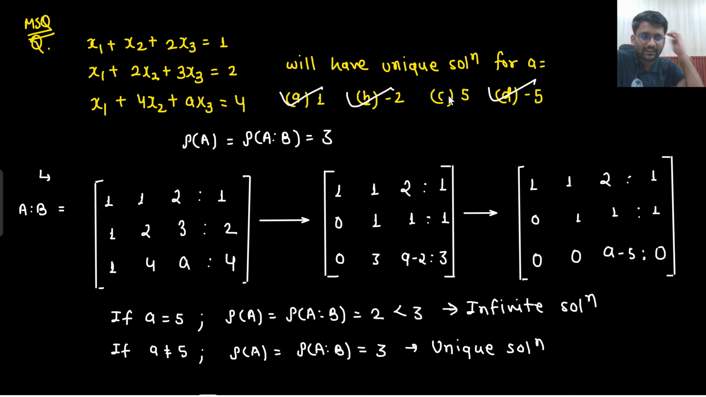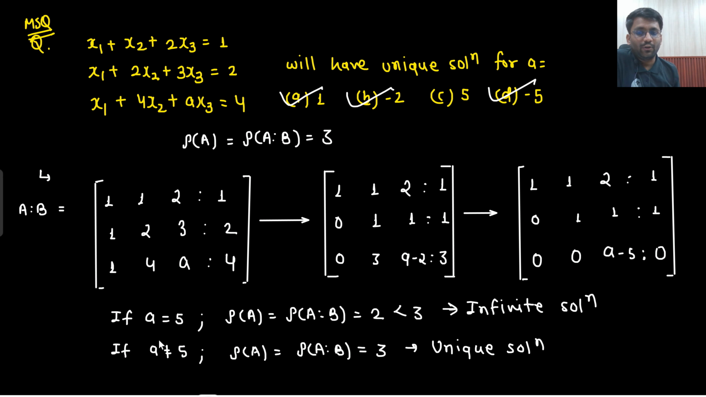In this particular question, what will I see? I want a unique solution. That means the ranks should be equal, and they should be equal to the number of variables. What does that mean? I don't want to put A equals 5 here. Because if I put A equals 5 here, what will happen? The last row will completely become 0. So rank of A would be equal to rank of A augmented B, but that would be less than the number of variables. Then we will have infinite solutions.